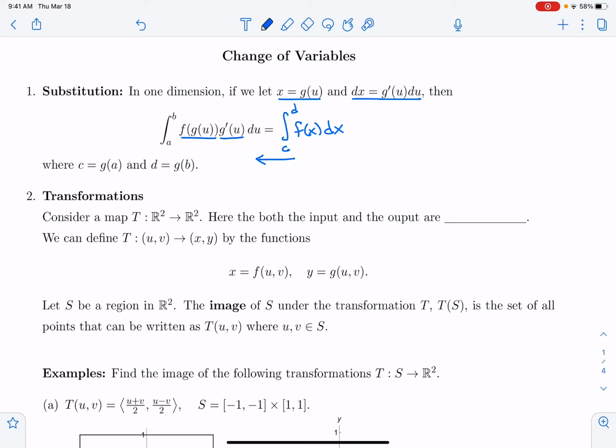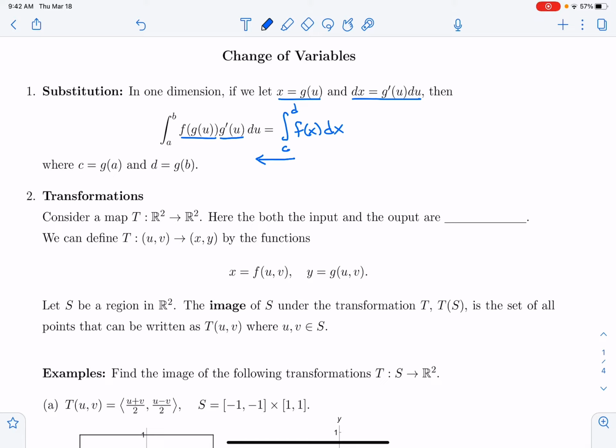Before we can get into how this change of variables is going to work, we first need to look at transformations on the plane. So previously, we've looked at functions that input a vector and output a number. So they input multiple variables and output a single number. We've also looked at functions that input a single number and then they output a vector, like parameterizing a curve. Now we're going to look at a new type of function that both inputs and outputs a vector.